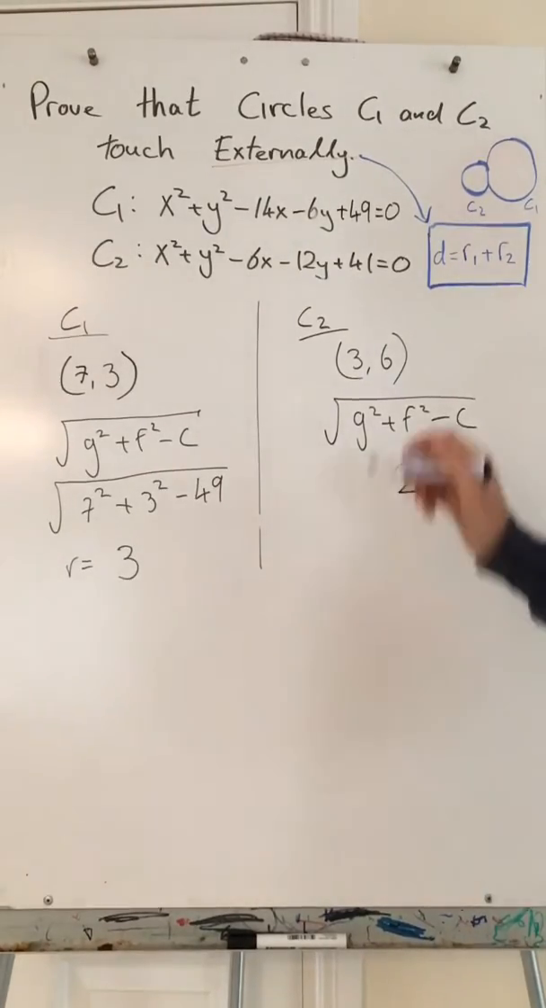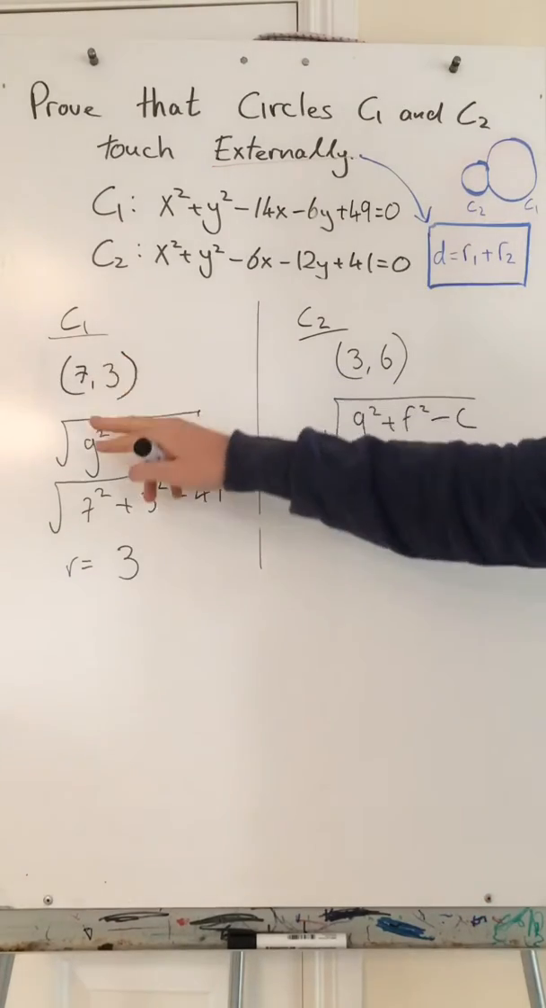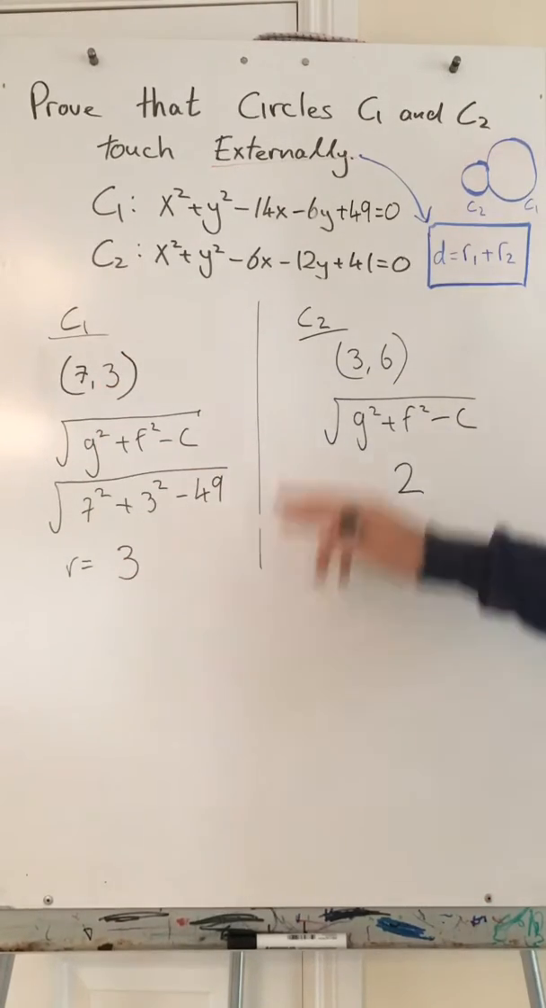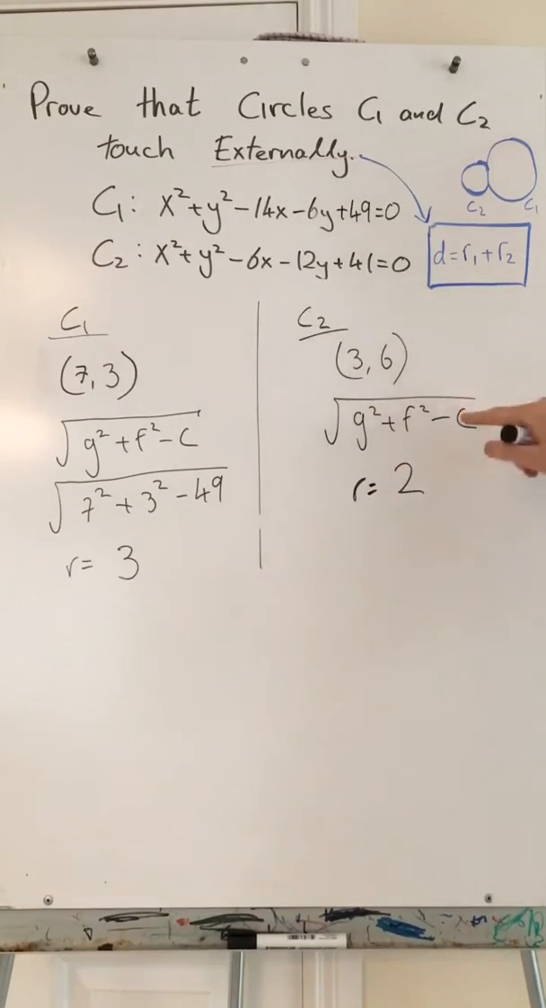Okay, so now we know about our circles. Circle 1 has that center and that radius, and circle 2 has this center and a radius of 2. But let's go back up to our rule. The rule says that the distance between the centers has to be the same as R1 plus R2. So how do we get the distance between the centers?